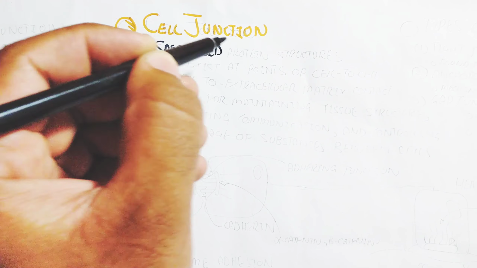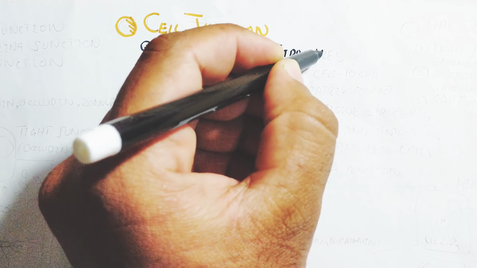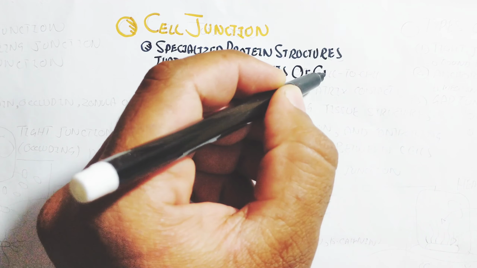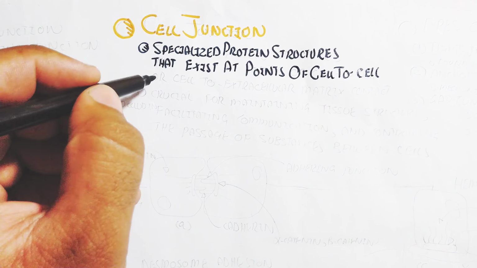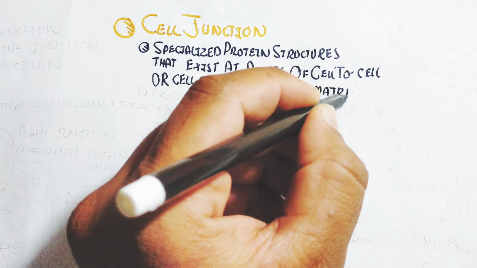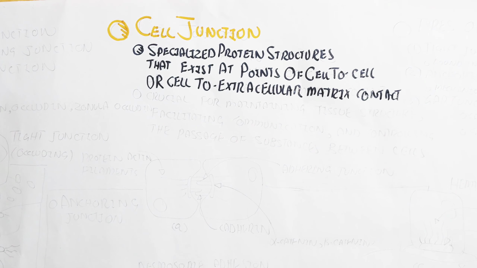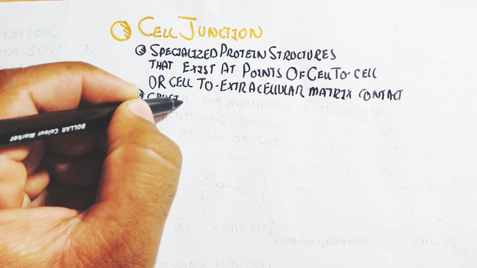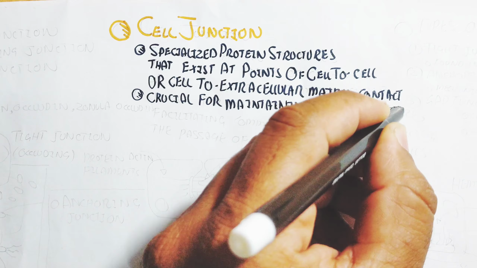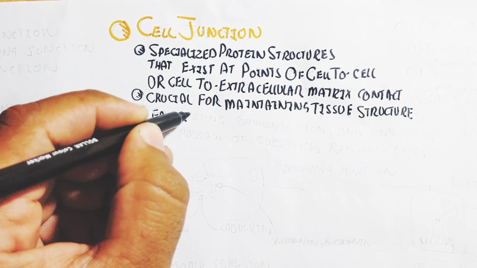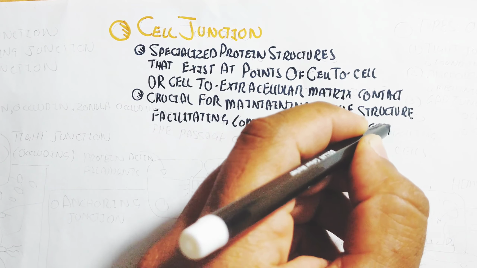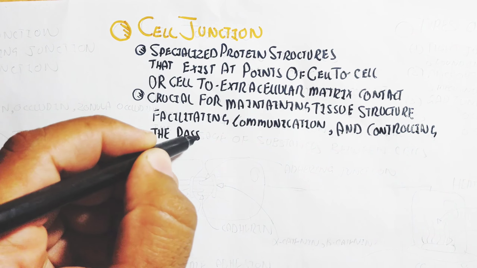So a cell junction is a very specialized protein-based structure that exists at points of cell-to-cell or cell-to-extracellular matrix contact. In this way, it will basically hinder other pathogens or other things, like water and some other things, from invading. So it is basically a barrier, a barrier immunity, like the skin. So it is crucial for maintaining tissue structure, facilitating communication and controlling the passage of substances between cells. So in this way, I hope you make sense about that. So let's understand about all these things.